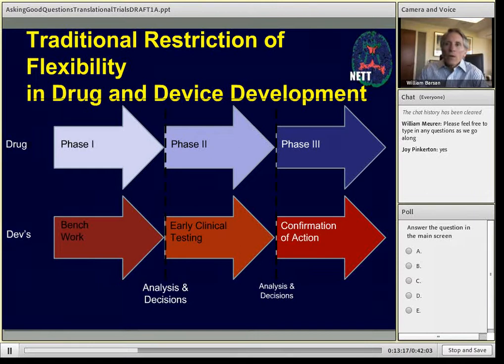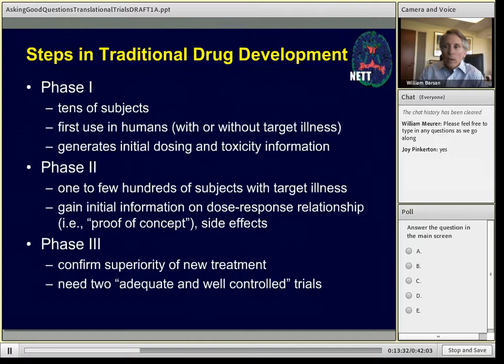So there's a restriction of flexibility in drug and device development. I'm going to go over this. In either drugs, we do a phase 1 study, and for devices, we do bench work. We make some decisions, we go on to phase 2 or early clinical testing. We make more decisions, and then for the drugs, we go to phase 3. For devices, we go to trials that are not really efficacy trials, but they confirm that the device is doing something. So if you've got a device that's supposed to give you clean arteries, and it works and gives you clean arteries, then that device works. It doesn't mean that it's effective in improving outcome. It just means that it does what it says it's going to do.